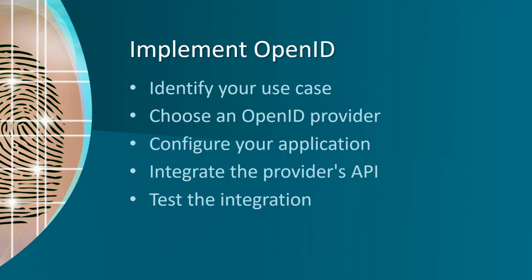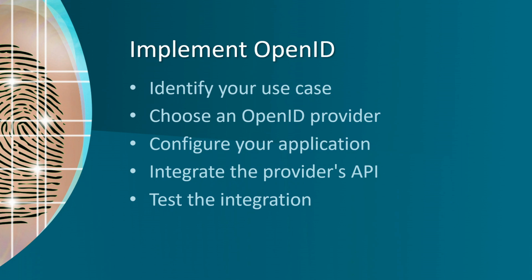A small step by step lineup for the business managers can be like this. Identify your use case. Before implementing OpenID, identify the use case for your application or service. Determine what resources or services you want to protect and what type of clients will be accessing those resources. Choose an OpenID provider that fits your organization's needs. There are several options available, including commercial providers and open source solutions.